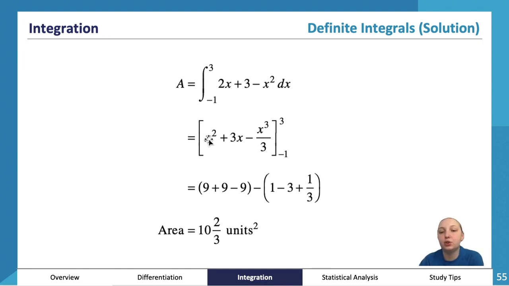So we do 2x squared on 2, which gives us just x squared, plus the 3x on 1, which is just 3x, minus x cubed on 3, which we can't simplify, between 3 and -1. From here, we then substitute 3 into each of these x values, and we'd get 9 plus 9 minus 9. Subtract, whenever we find our definite integrals, what we do when we put -1 in. So if we put -1 in, we get 1 minus 3 plus 1 on 3. Pop that in your calculator, and you'll get the area is equal to 10 and 2 on 3 units squared.